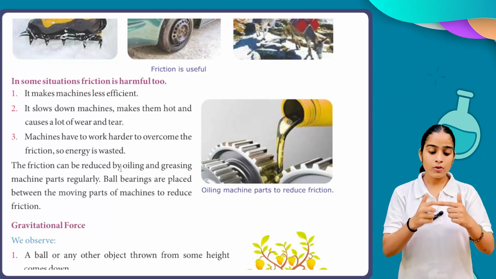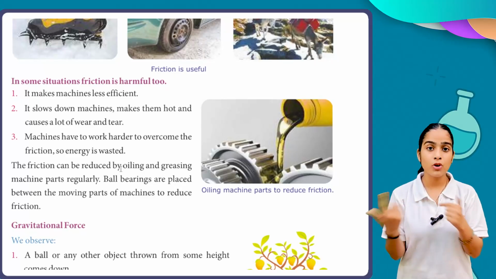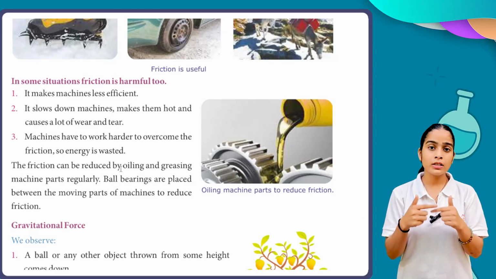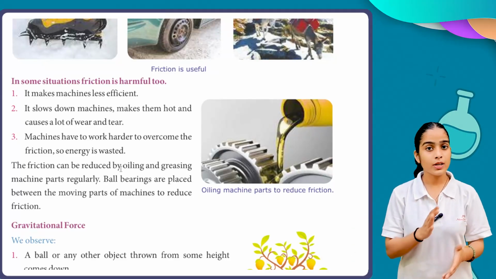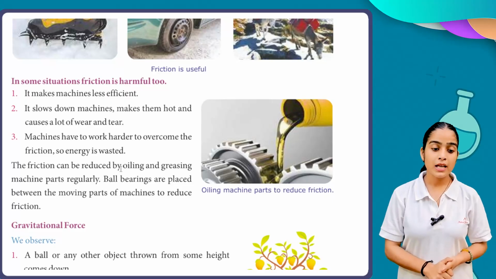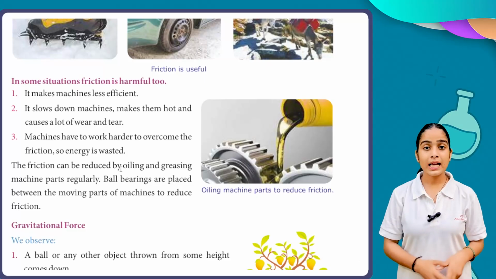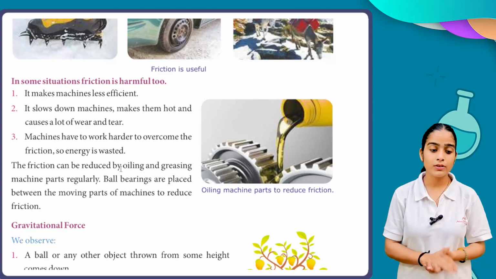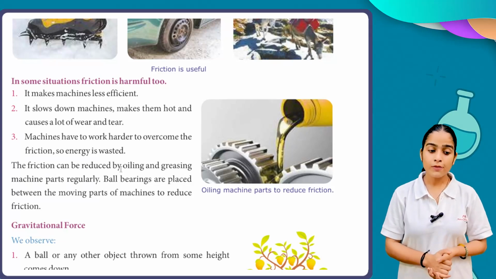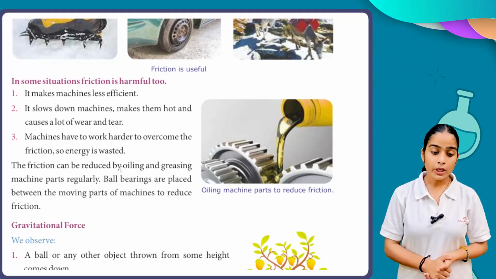The regular interaction, and we already know that heat is an interaction between the objects. If the objects are regularly interacting like this, it will result in heat, and if we have heat, there is a wear and tear situation. Okay, now machines have to work harder to overcome the friction, so energy is wasted. At that time, engines have to put in more energy to overcome this friction, and it results in wasted energy. Friction can be reduced by oiling and greasing machine parts regularly. Ball bearings are placed between the moving parts of machines to reduce friction.